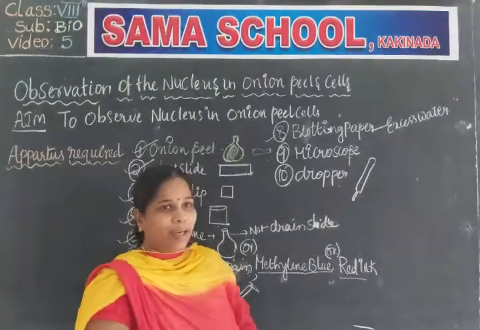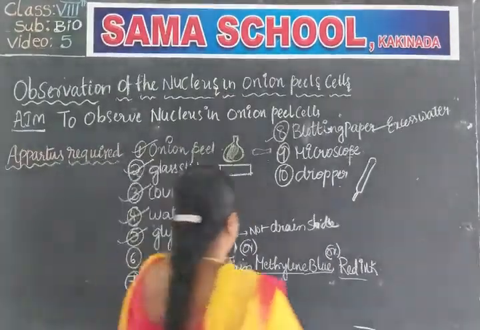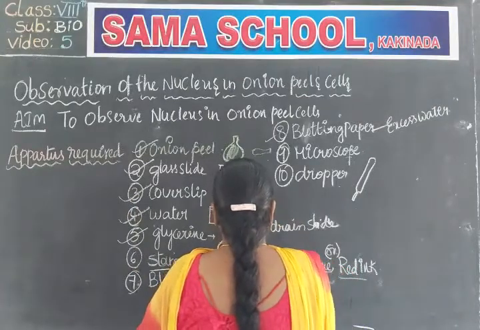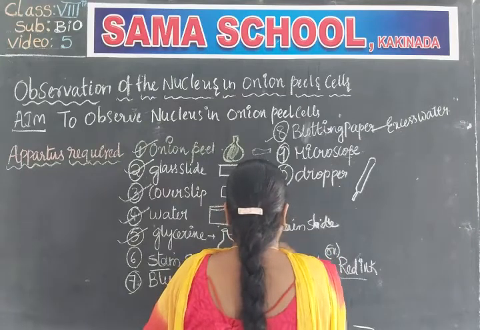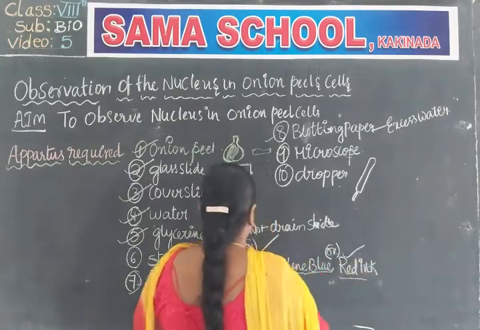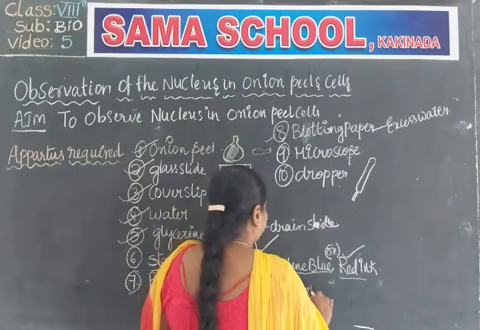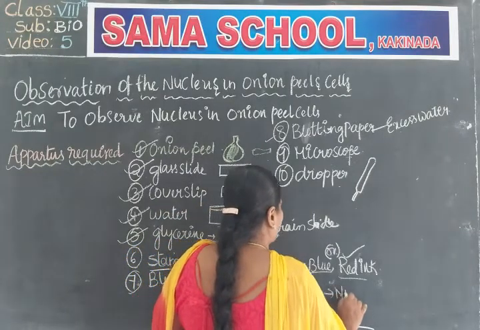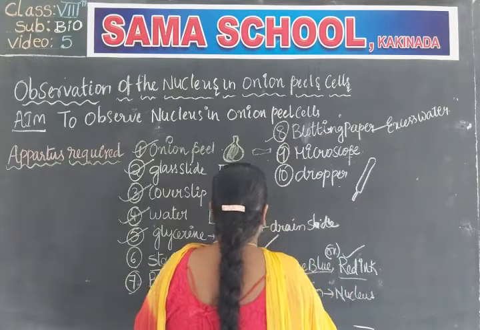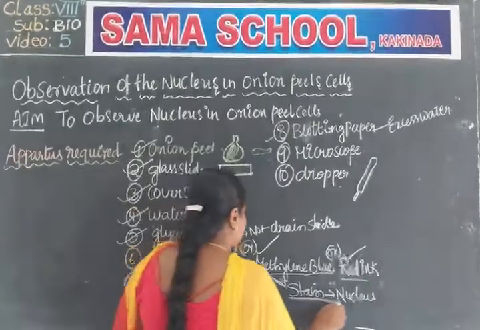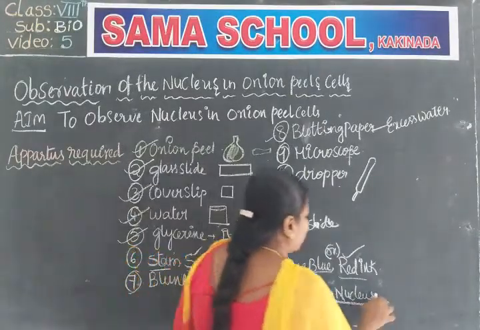So please everyone, if they will give these, I want to tell what is the need of saffron, methylene blue and red ink. If you are not having saffron, you can use methylene blue. If you are not having red ink, you can use saffron. So these are used to stain the nucleus. Understand? To stain the nucleus.